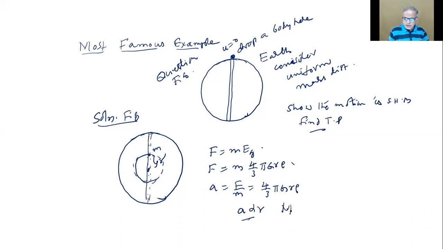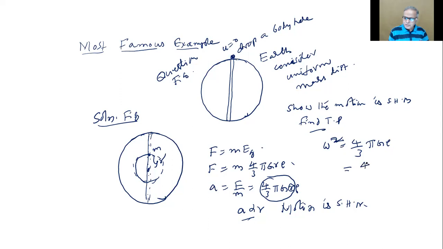Motion is simple harmonic. Isn't it? a is proportional to x. Here x is r. Motion is simple harmonic. So where omega square is what? Omega square equals 4/3 pi G rho. Do you follow? So time period you can calculate.